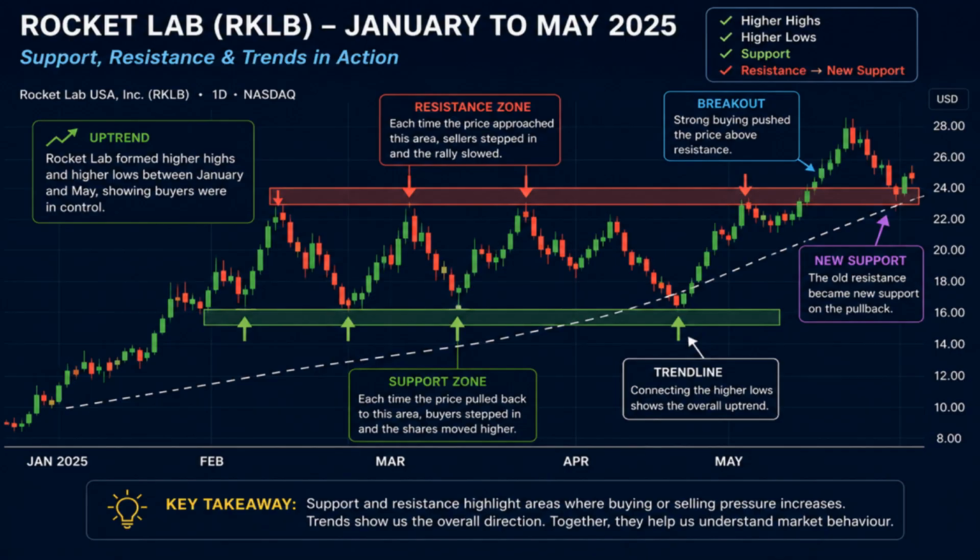Eventually, the shares broke above resistance. Instead of immediately falling back, buyers continued supporting the stock. The old resistance now began acting as the new support. This is one of the clearest examples of support becoming resistance, or in this case, resistance becoming support. Rather than predicting exactly what the market would do next, these levels simply helped investors recognize where buying and selling pressure was likely to increase. That's why support and resistance are valuable tools. They don't predict the future. They help us understand the behavior of buyers and sellers.